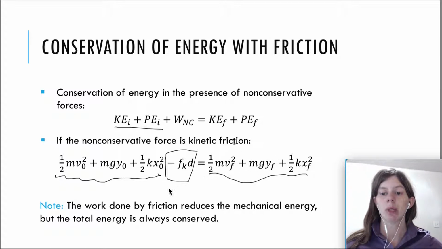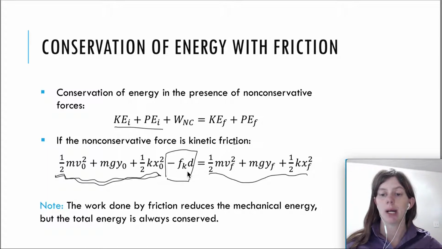Now I've made a note here that the work done by friction is reducing the mechanical energy. That's what you can see here. We had some mechanical energy, but we lost some. But the total energy is always conserved because this is still conservation of energy. So you might think, well, okay, but you just said we lost some energy. Think about a good example.